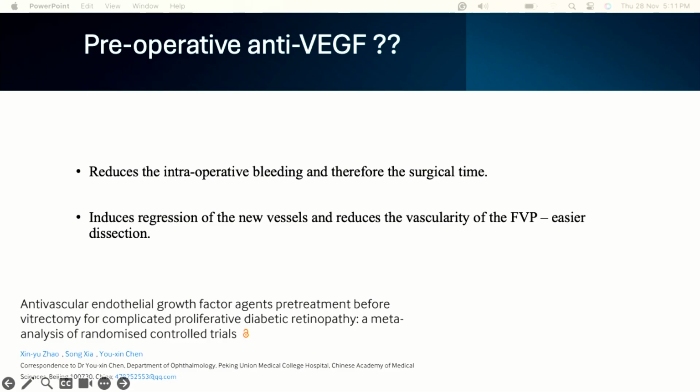So many studies have been done to know about the role of anti-VEGF. It reduces the intraoperative bleeding time and the surgical time, and induces the regression of new vessels and reduces the vascularity, which helps in easier dissection, which further reduces the surgical time.